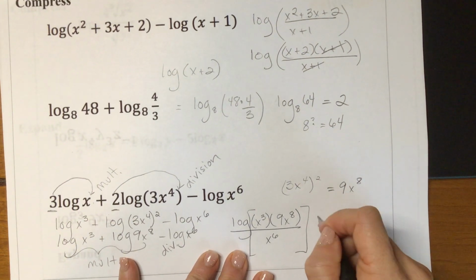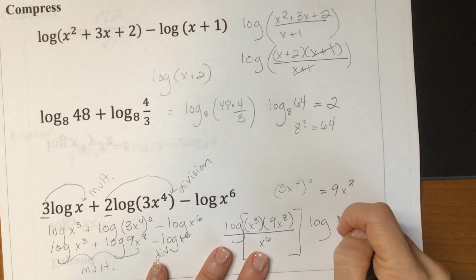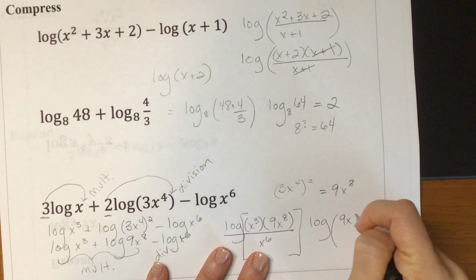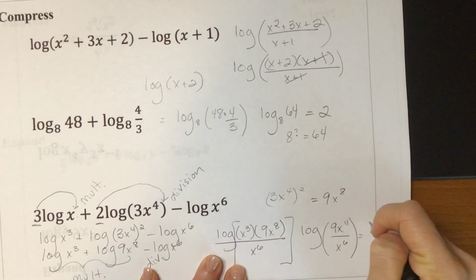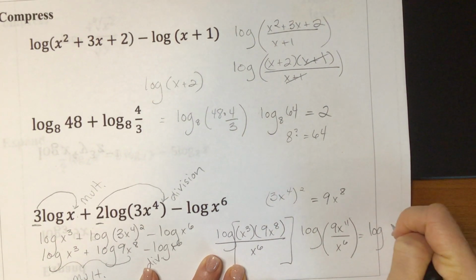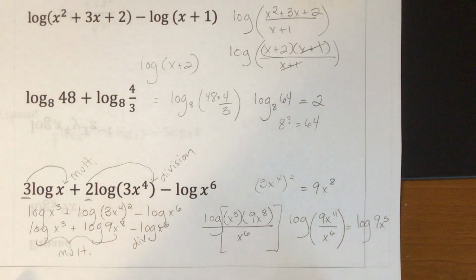And now I'm going to want to simplify that. So I would get on top 9x to the 11th all over x to the 6th. And that reduces to be log of 9x to the 5th. Right.